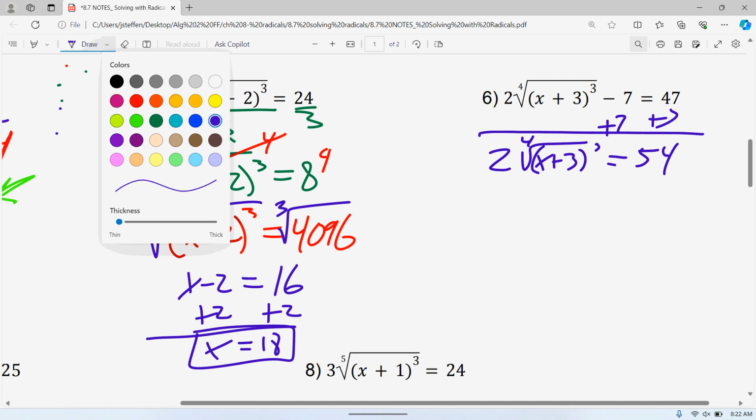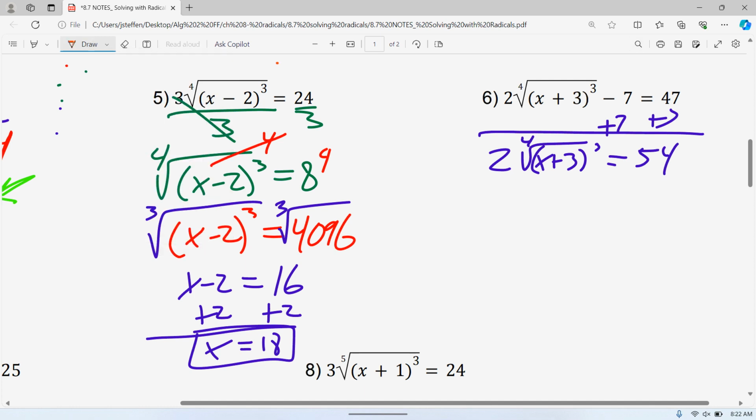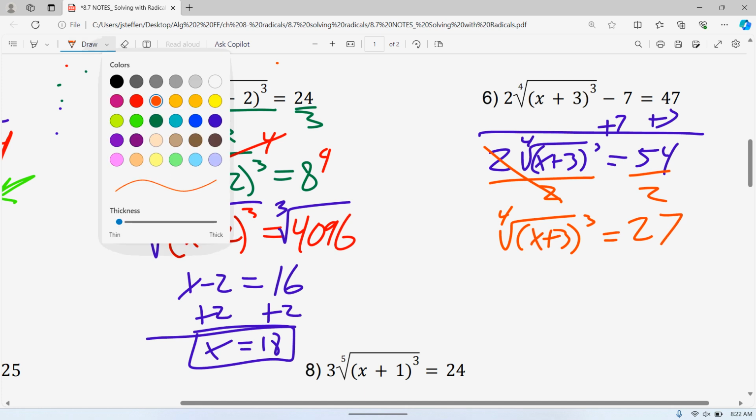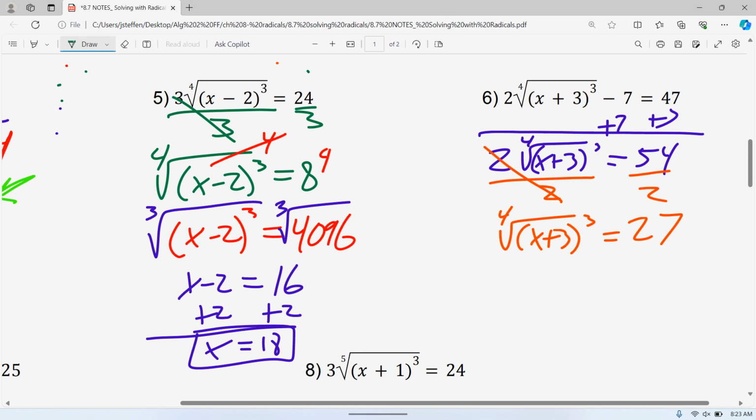Then the 4th root of x plus 3 equal to 54 divided by 2. I'm going to say is 27. Always good to double check that. And now we have the radical all by itself. So now we can raise both sides to the 4th power.